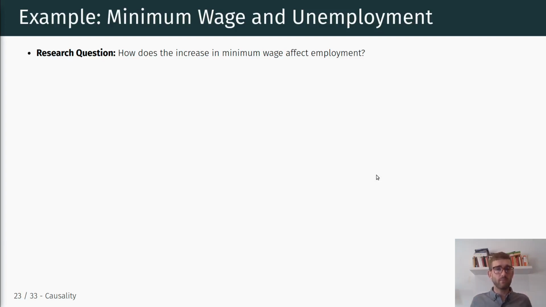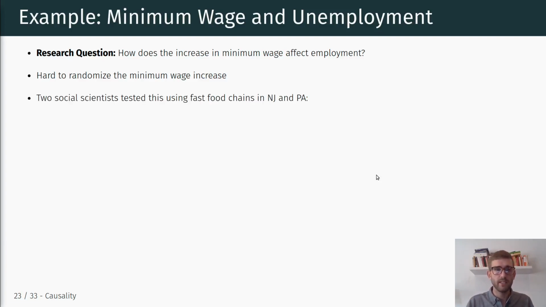And of course, this is a really important question for social scientists, economists, and political scientists alike, because there's a lot of debate around the federal minimum wage, and there are economists who argue that increasing the minimum wage too much could ultimately have negative repercussions in the sense that it could increase unemployment. Of course, in this context, it's hard to randomize the minimum wage increase. It's hard to run a true randomized controlled trial. But so we have to rely on observational studies.